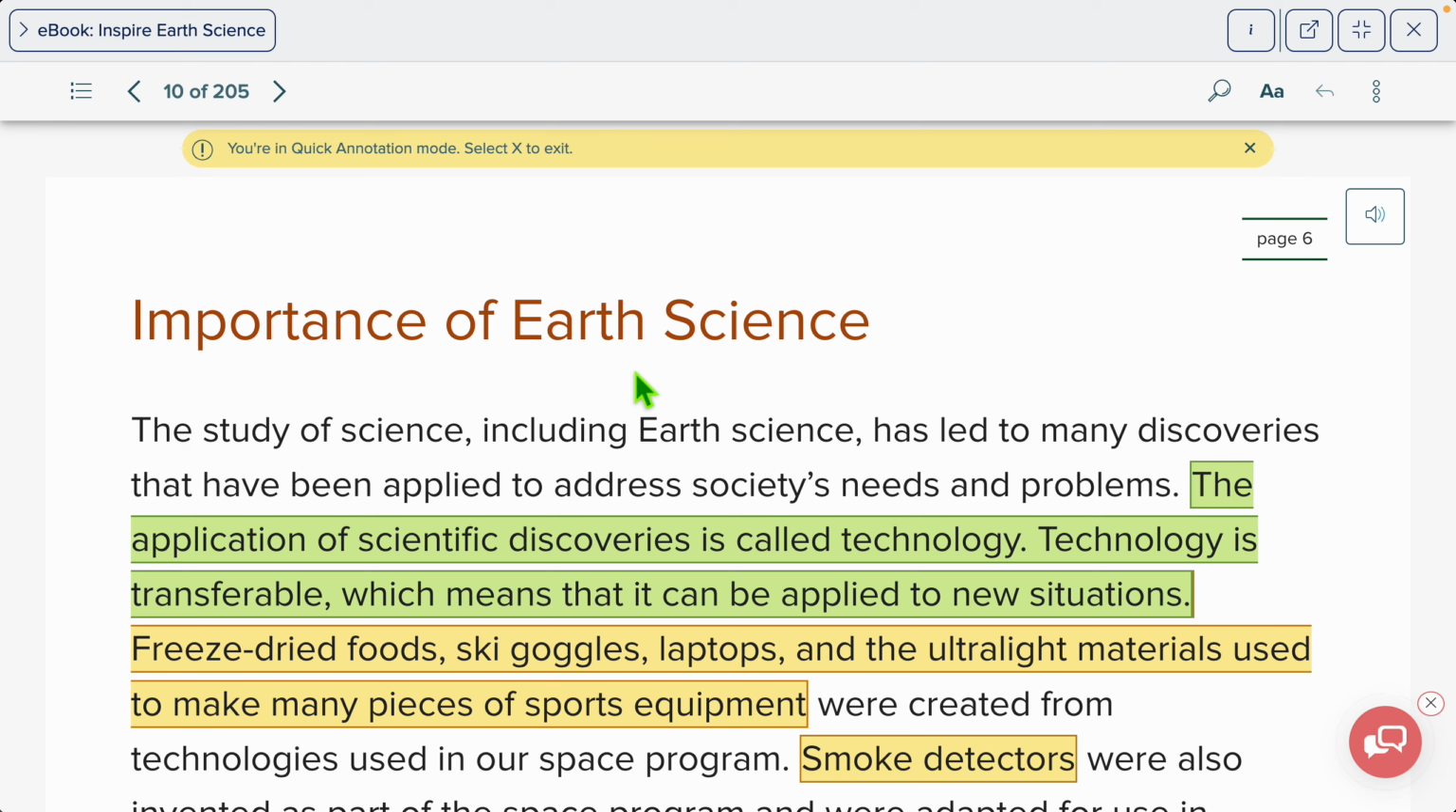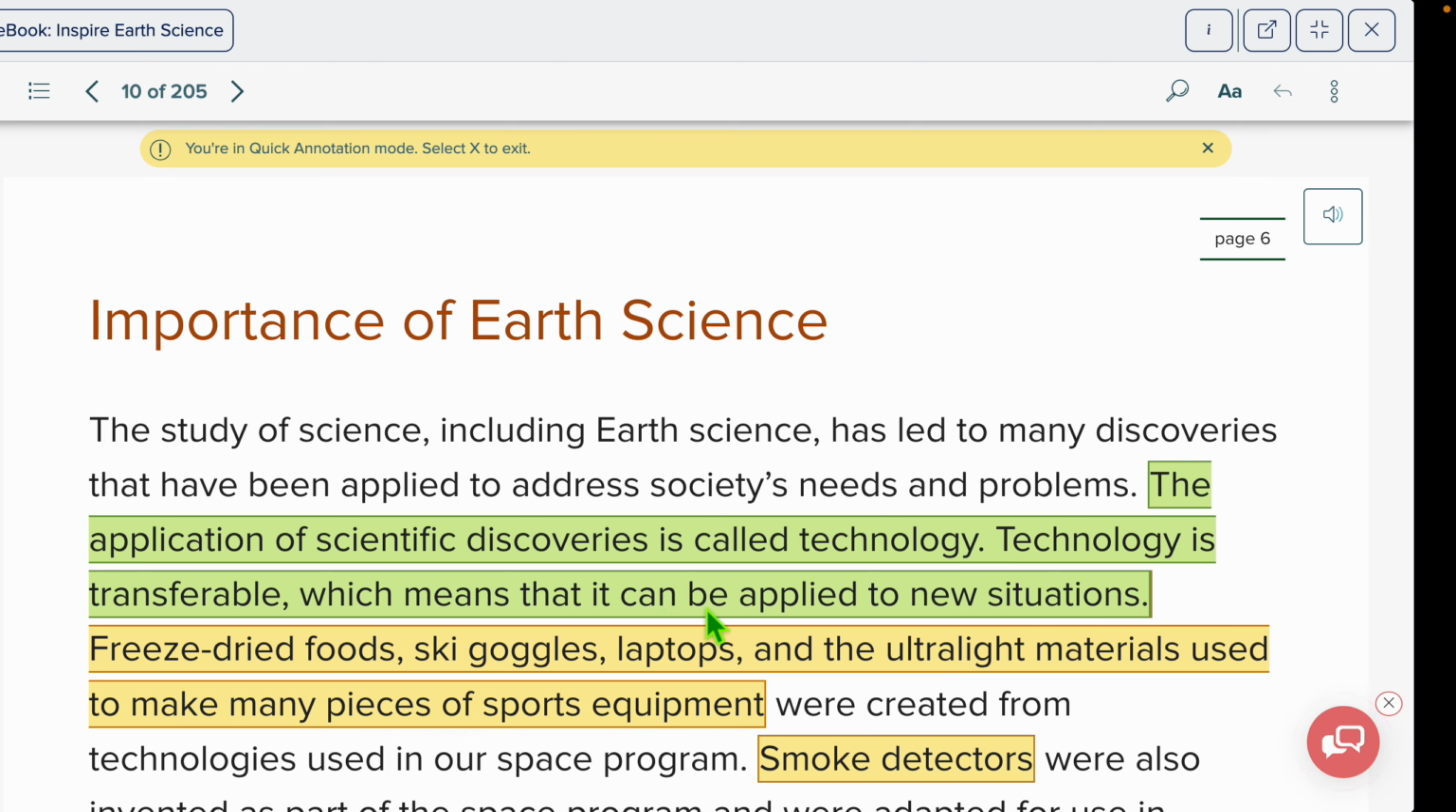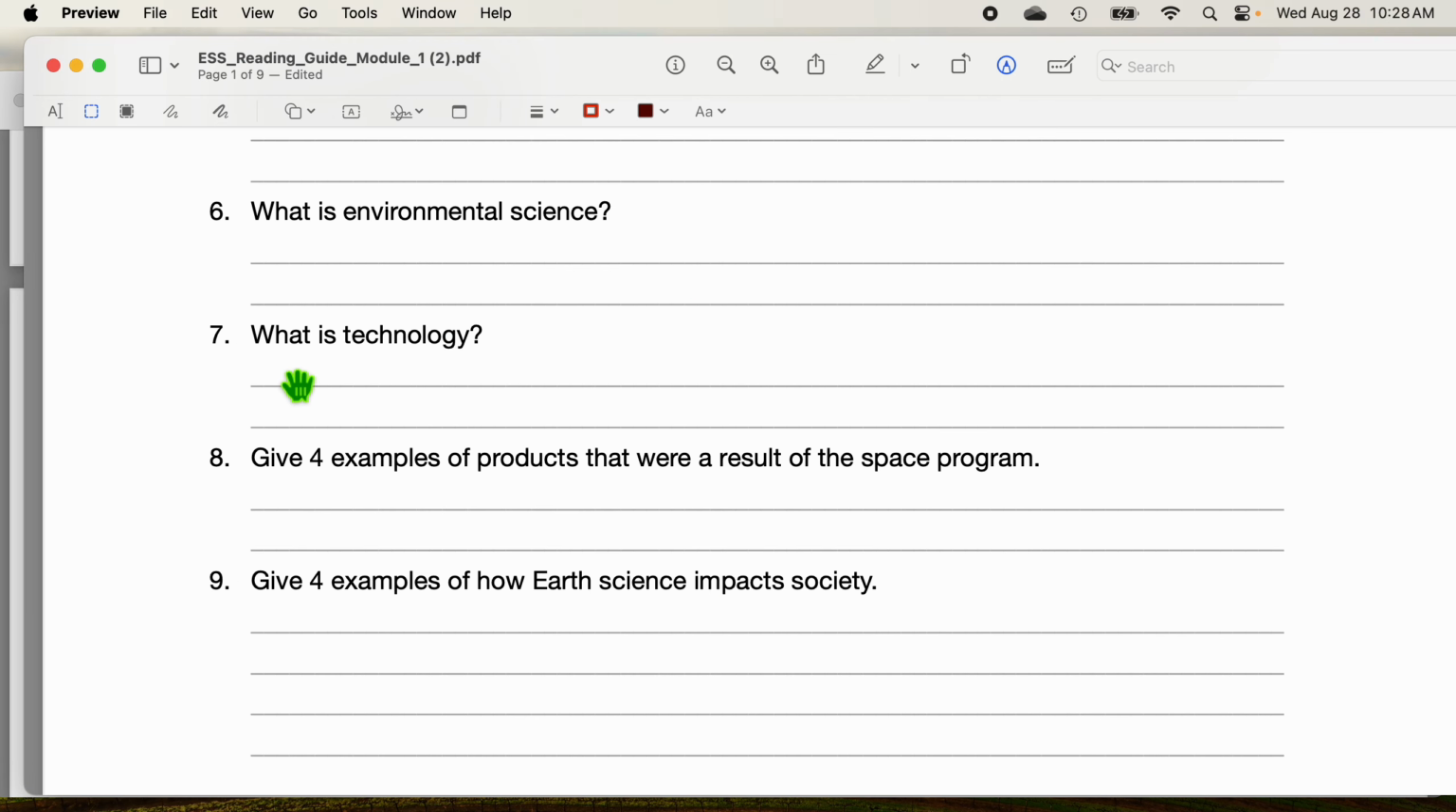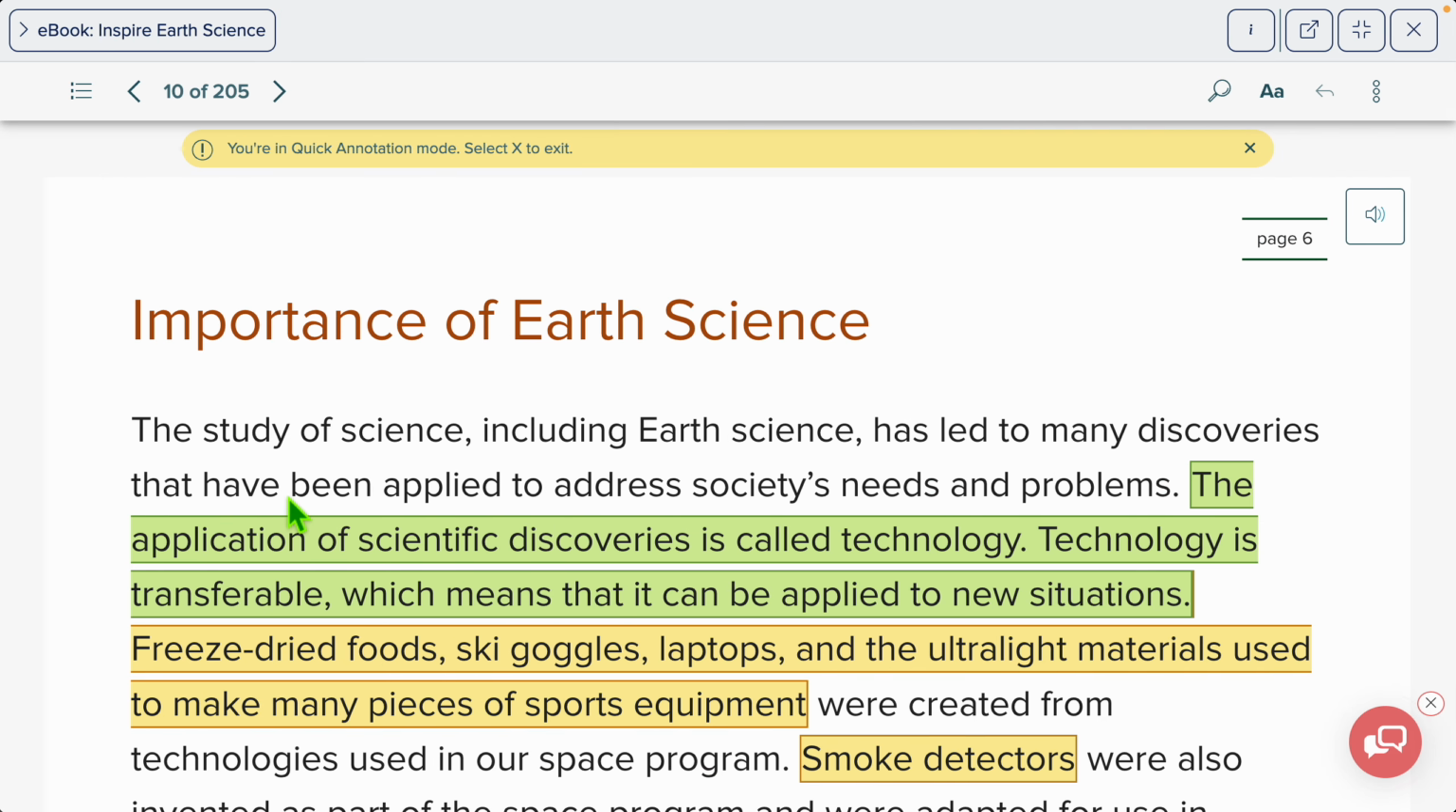So the study of science, including earth science, has led to many discoveries that have been applied to address society's needs and problems. The application of scientific discoveries is called technology. Technology is transferable, which means it can be applied to new situations. So that gives you an answer then for number 7. What is technology? Well, technology is the application of scientific discoveries that is transferable from one situation to another.